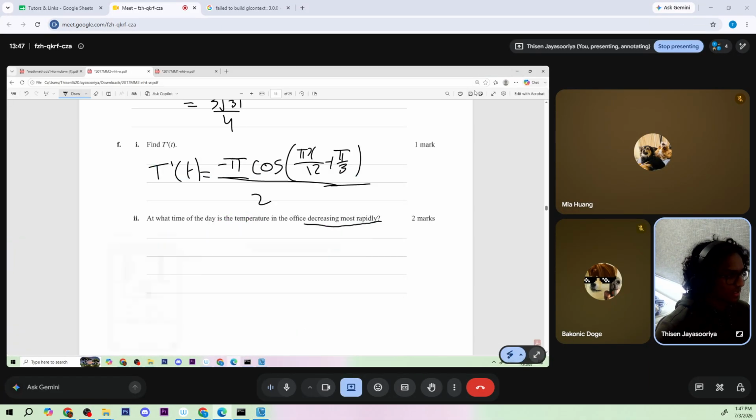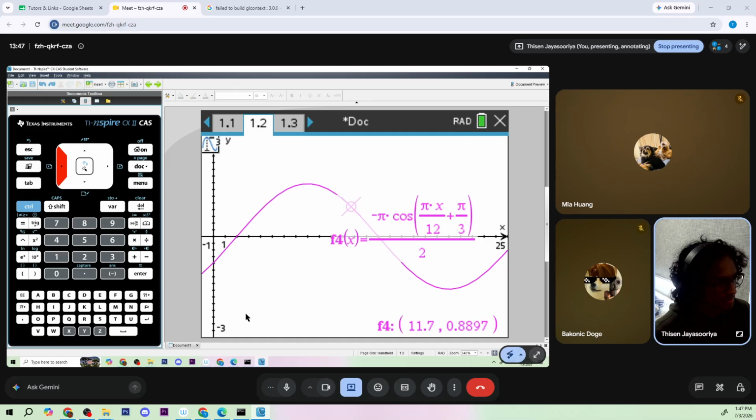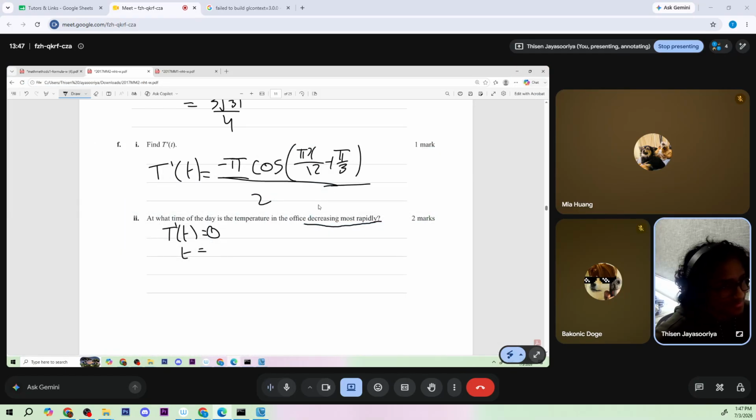For the sake of working out, I'm going to put t dash of t equals 0. Hence t equals, here I would have multiple values. Sorry, it says most rapidly decreasing. I'm actually stupid. Give me a second.